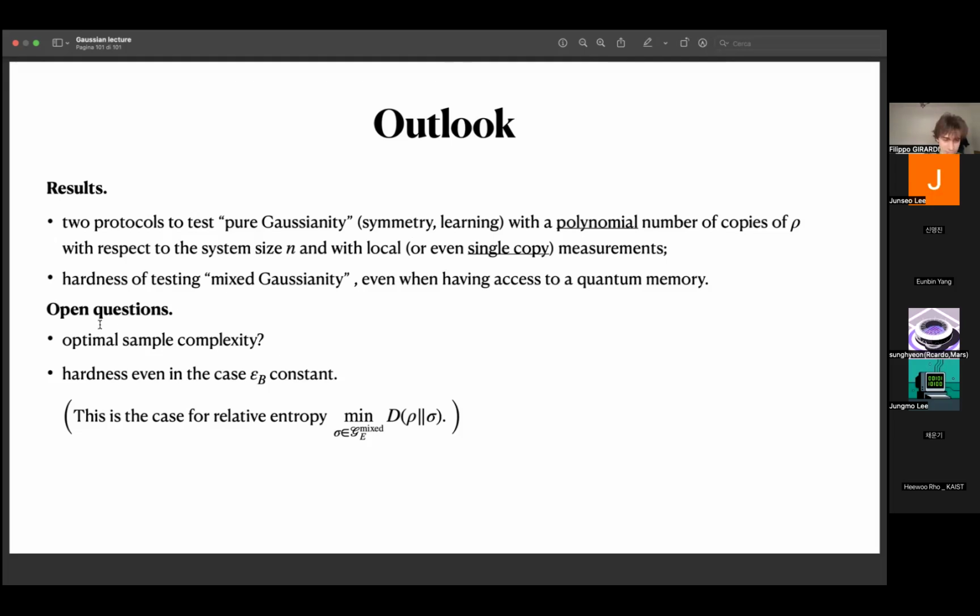And of course, there are still many open questions, such as what is the optimal sample complexity? How do we improve the hardness result, not requiring that epsilon b is at most 1 divided by a polynomial in the system size, but just smaller than a constant? And I mentioned other notions of distance to be used for property testing problems. And indeed, if you consider the relative entropy of non-Gaussianity, then you can prove a hardness theorem with epsilon b constant. And this is at the end of our paper.